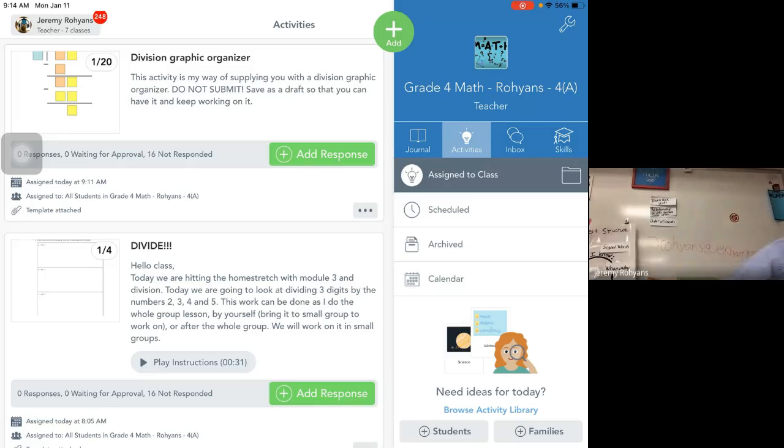All right. Is everyone on that activity, the Division Graphic Organizer? Yeah. What you can do is use the pen tool or stylus, if you have a stylus, something to help you write in it, and just kind of follow along. And today we're going to really focus on the division of three-digit numbers by the numbers 2, 3, 4, and 5.